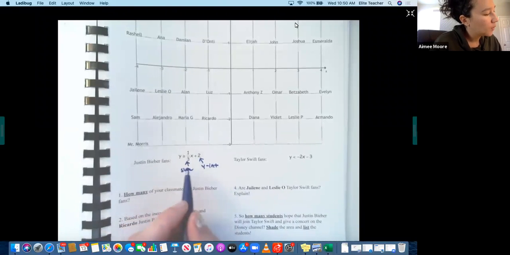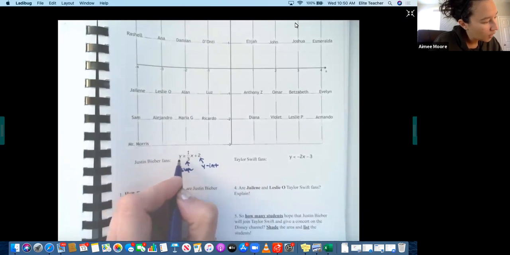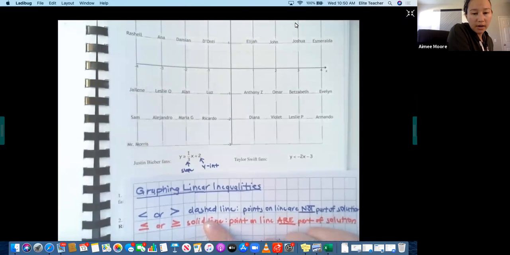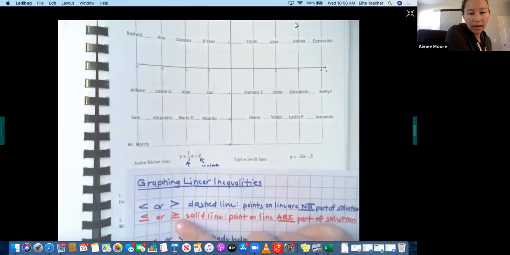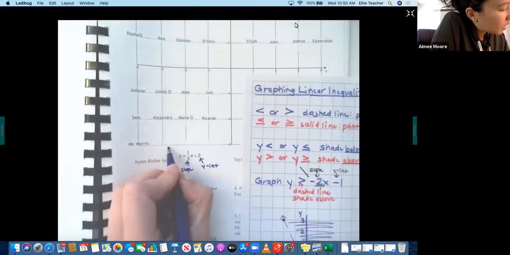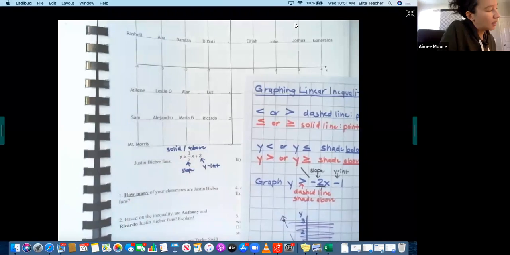Okay, so y-intercept is 2, slope is 1/3, and then y is greater than or equal to, which means it's a solid line. And greater than or equal to means you shade above. So it's a solid, and we're going to shade above the line.